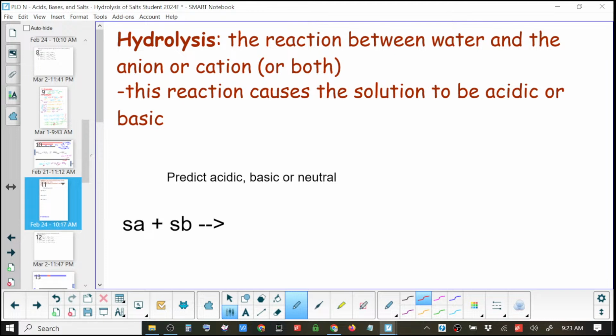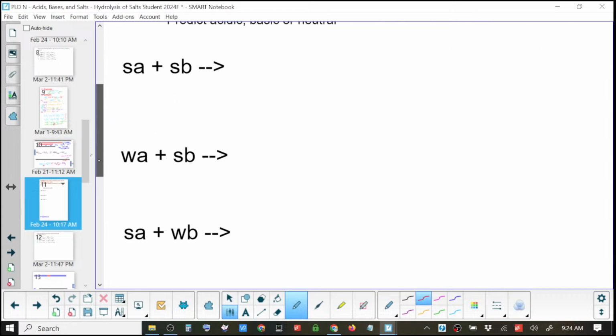Hydrolysis, the reaction; predict whether it is acidic, basic or neutral. For these ones, I would like you to predict your own. Pick a strong acid and a strong base, react them together. Pick a weak acid and a strong base and react them together. Pick a strong acid and a weak base and react them together. Your choices for each one.